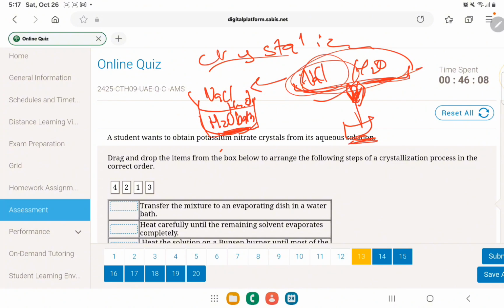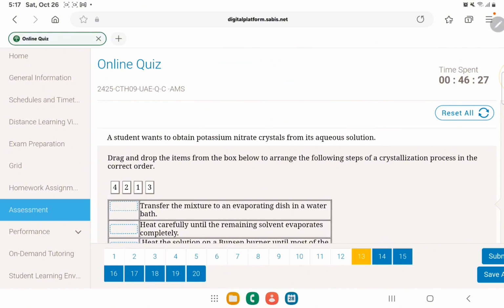And then the last step is gonna be that we're gonna just leave it to dry overnight, and we're not gonna put it in an oven, by the way. If we put it in an oven, we're gonna get powder. But if we want it to be crystals, then we're just gonna leave it to air dry in the sun or something. Okay, so those are the steps.